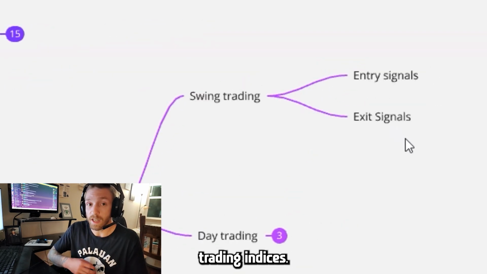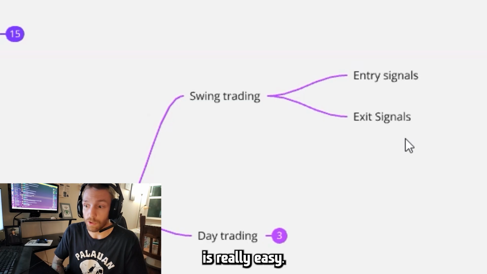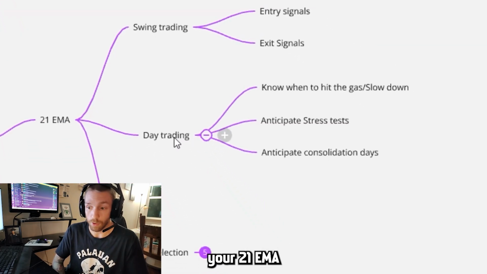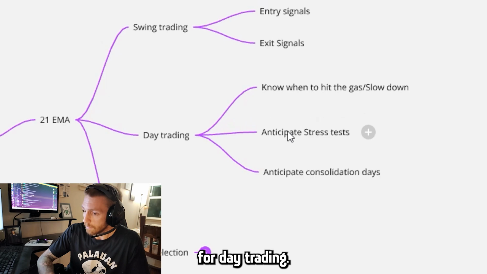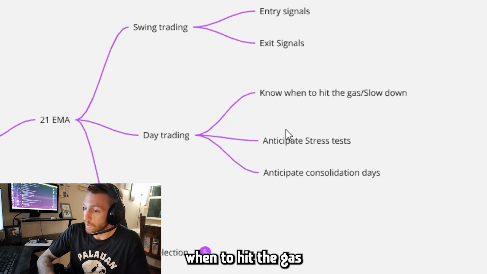For swing trading indices, NASDAQ specifically is really easy. The 21 EMA is your entry and exit signal. So you enter as it gets above your 21 EMA, and then you exit as it gets below your 21 EMA.